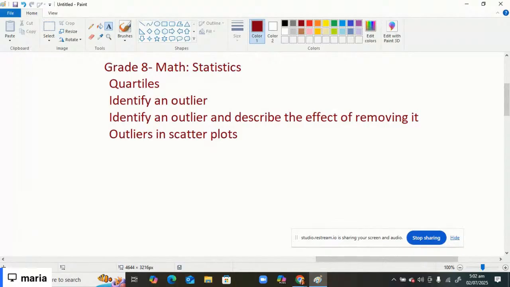So today we are here for grade 8 maths. The chapter we discuss today is statistics, and the lessons we covered are quartiles, identifying an outlier and describing the effect of removing it, and outliers in scatter plots.